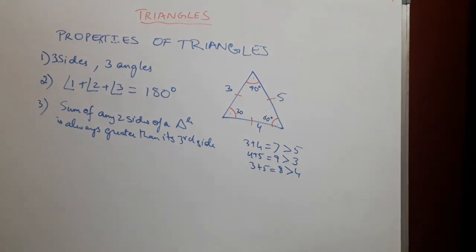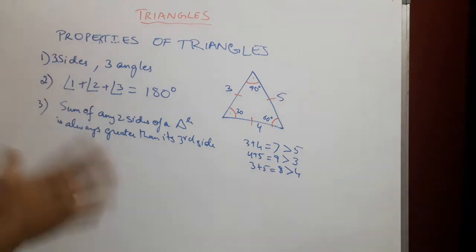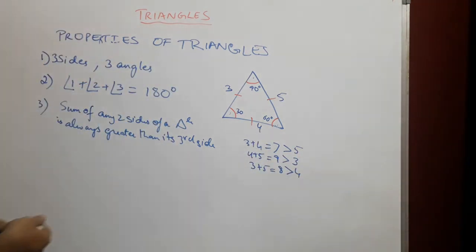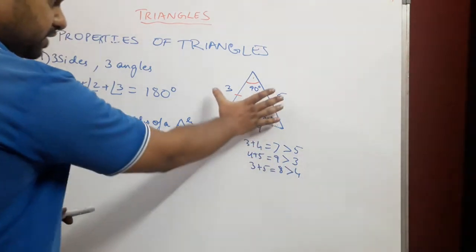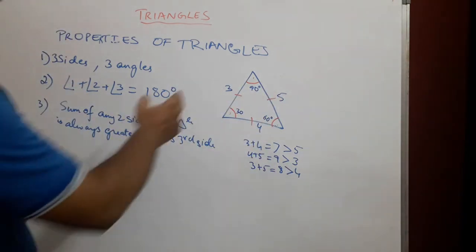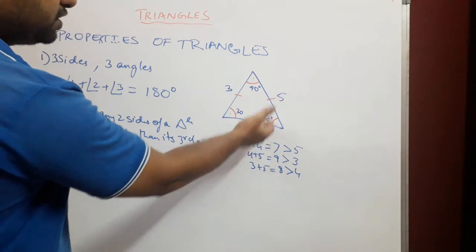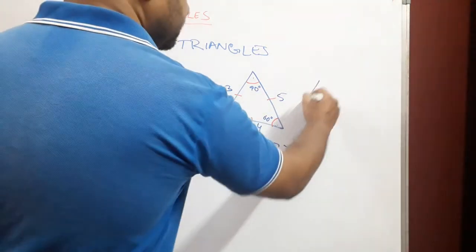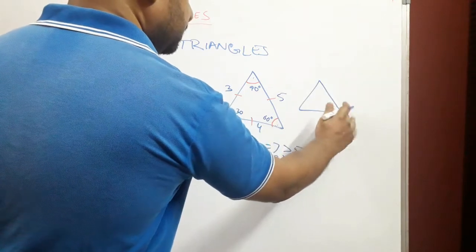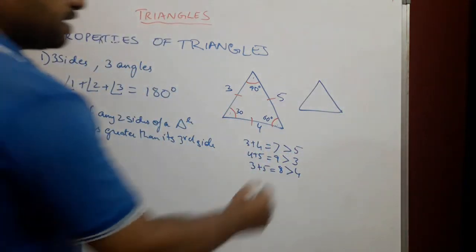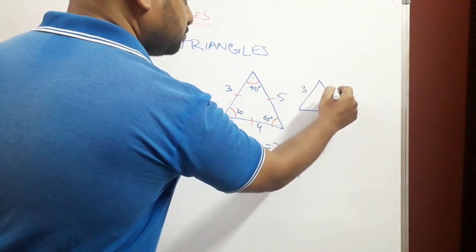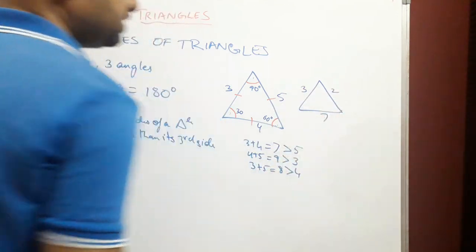Having said this, let us take a different example just to see whether this really applies to all triangles. Yes, it has applied to the triangle that I have taken, where the lengths are 3 centimeters, 4 centimeters, 5 centimeters. What if we have another triangle, like, for example, 3 centimeters, 2 centimeters and 7 centimeters.